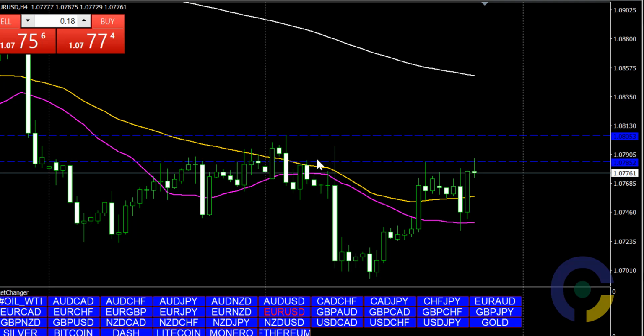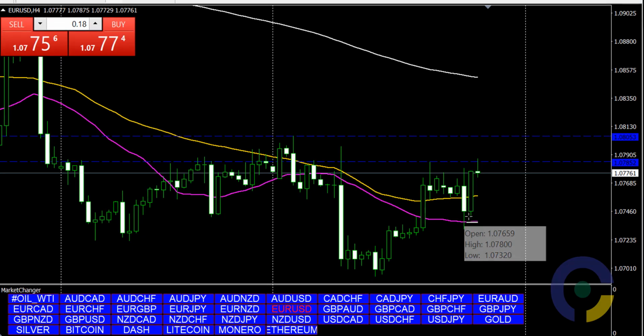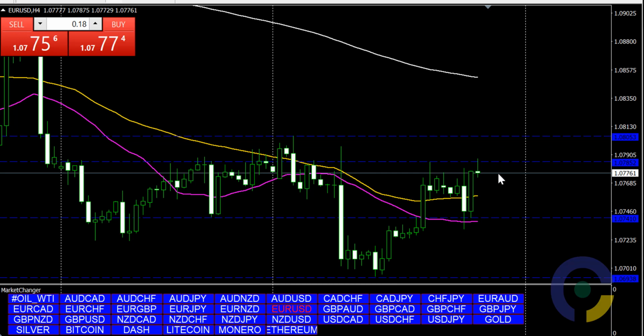Okay, so price rejected around here. So what we'll be expecting now is that there's a low here, right? So we'll be expecting a kind of retest. Price will come back to retest this level here, right?